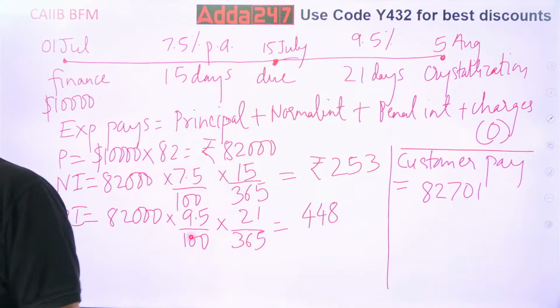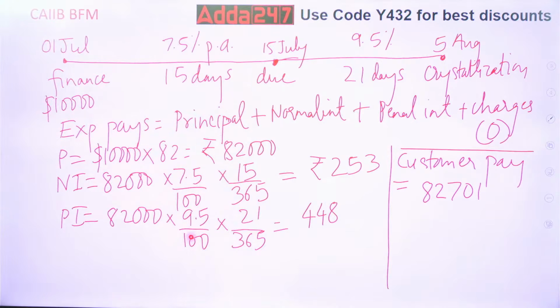Check it. Penal interest. Are you getting 448? Check it yourself. All of you will check it yourself. You will try it yourself. These answers given are only for reference. You have to do it. See, you have to clear the paper in a single attempt. Okay? Correct.